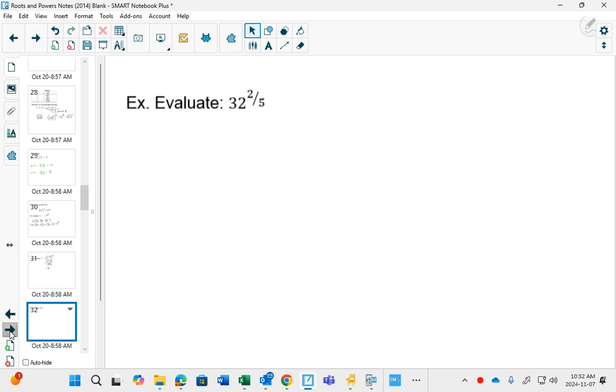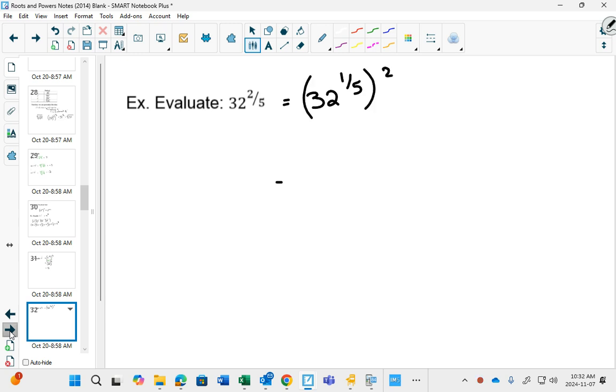32 to the 2/5 is equal to 32. I would do the 1/5 first and then square. I'm going to skip the green step, but I'll write it down anyways. I'm not really skipping it. But the green step here would be like, this is the 5th root of 32. What times what times what times what is 32? It's 2. And then 2 squared becomes 4.